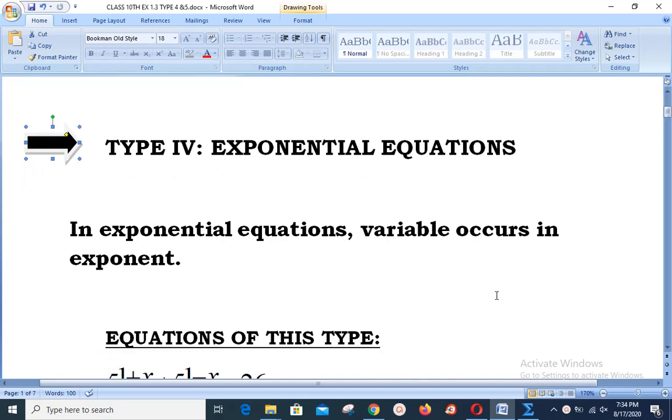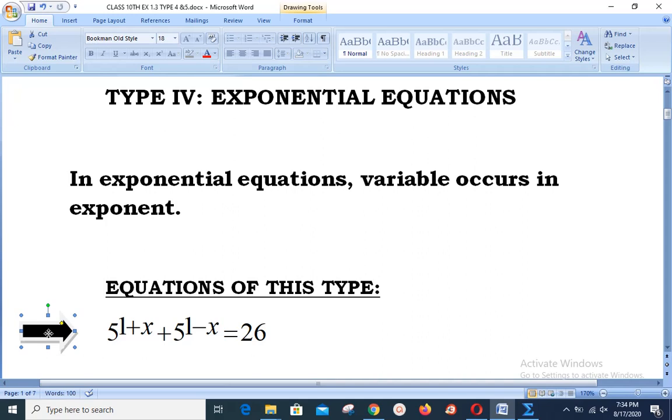Type 4 is exponential equations. First, its definition. The definition says in exponential equations, the variable occurs in the exponent. That is, your variable is coming at the place of power. So we have in this frame type of equations as follows.